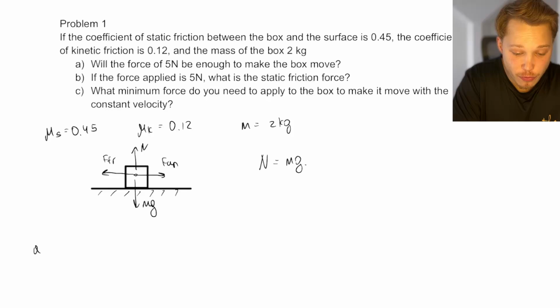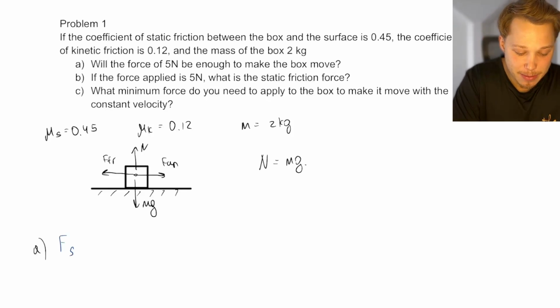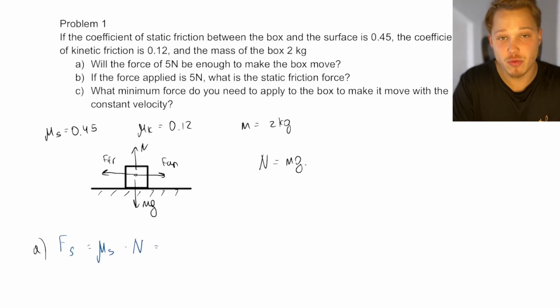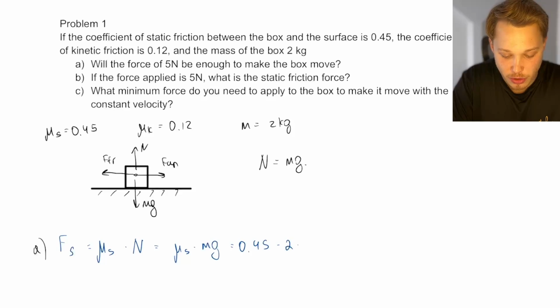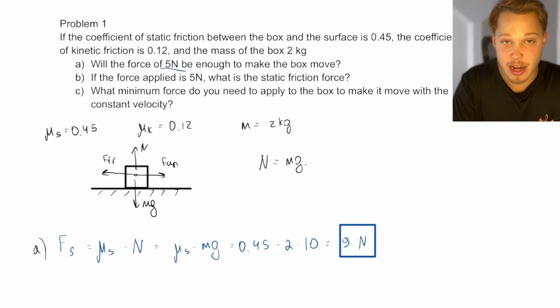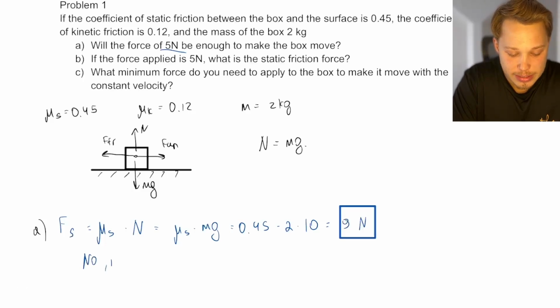Great. So will a force of 5 newtons be enough to make the box move? What we have to calculate here is the maximum static friction force, so mu s times n. As we've seen from this picture, since it's on a horizontal surface, the normal force is just going to be equal to mg. So mu s is 0.45, the mass of the box is 2 kilograms, times, let me take g as 10. The answer will be 9 newtons. So is a force of 5 newtons enough? Well, no, it isn't, because 5 newtons is less than 9. So therefore, it's not enough.